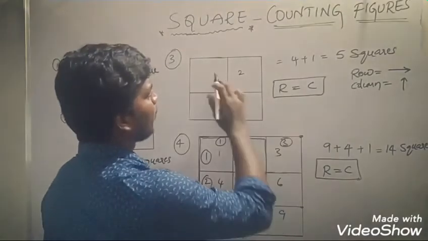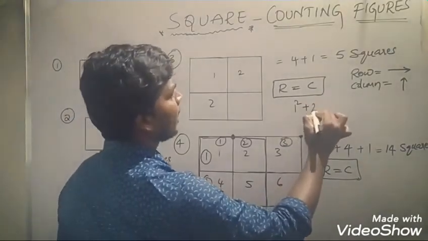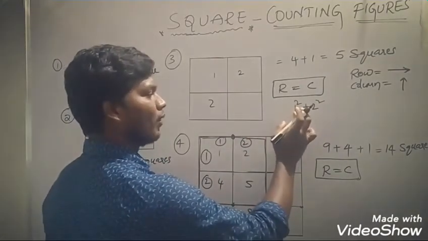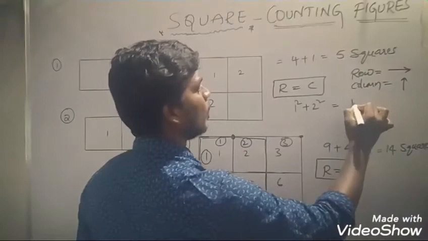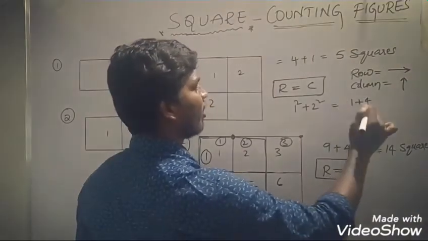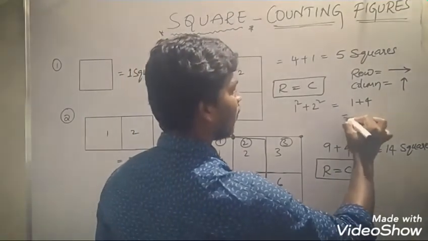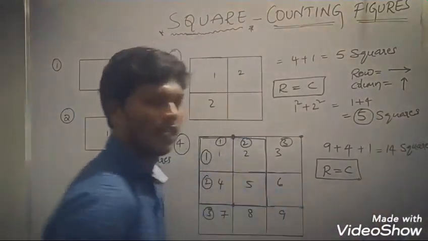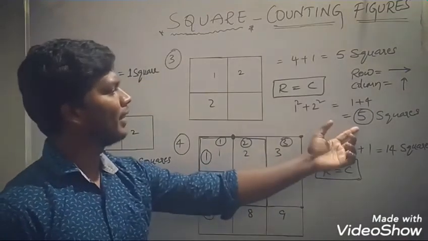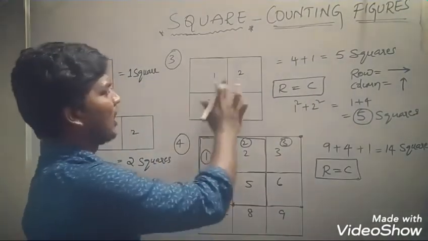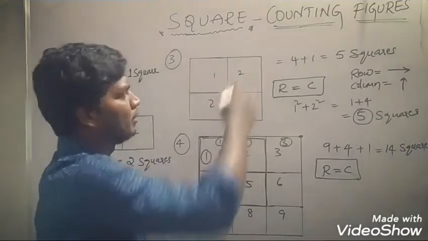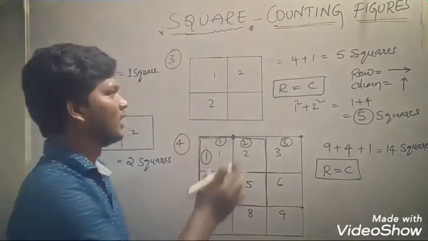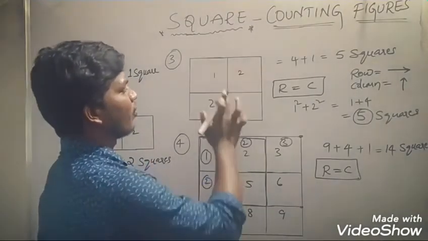So just simply square the rows and columns. We have 2 rows and 2 columns, therefore 1 square plus 2 square: 1 square is 1, 2 square is 4, and 1 plus 4 is 5. So the number of squares is 5. Okay friends, understood? We haven't counted, right? 1, 2, 3, 4 and the outer one makes 5. So there is one simple logic: if the number of rows and columns are equal, just square these, 1 square, 2 square, and add them.